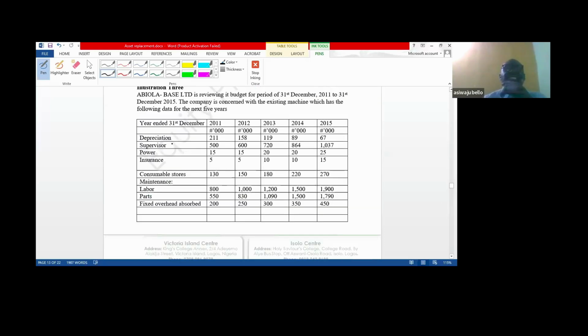Depreciation is not a relevant cash flow. It's not even a cash flow because depreciation is an accounting convention. So you are going to disregard depreciation.